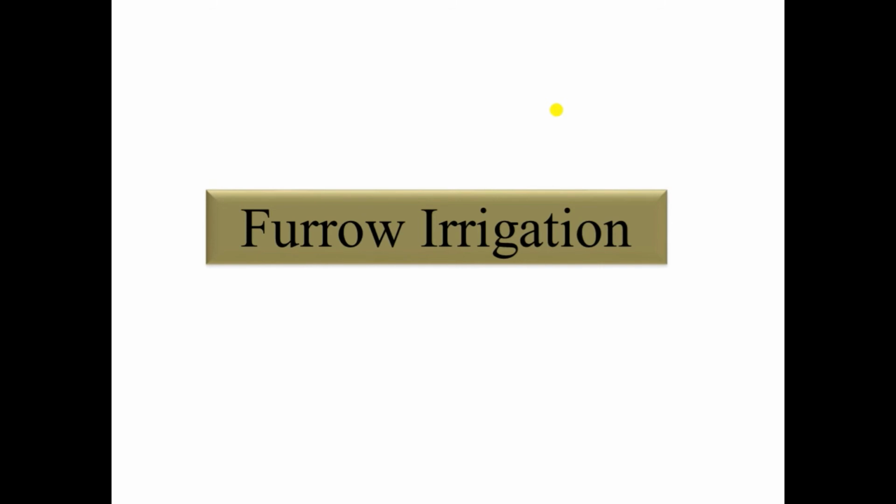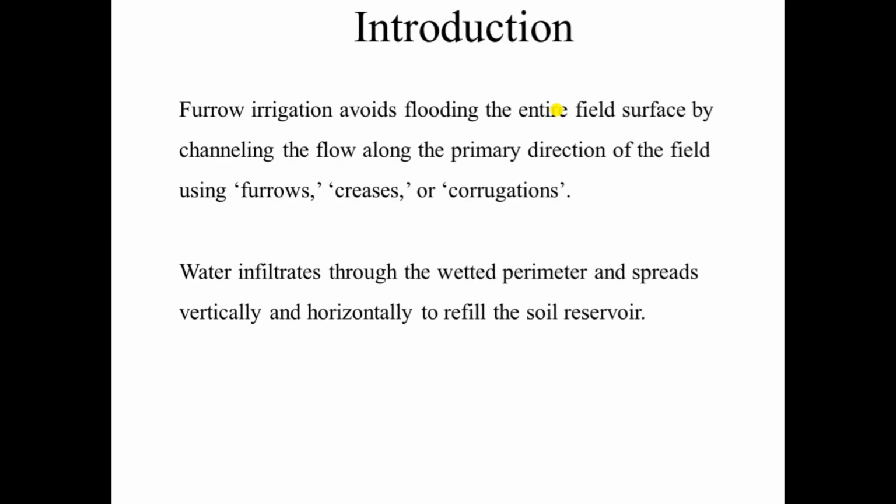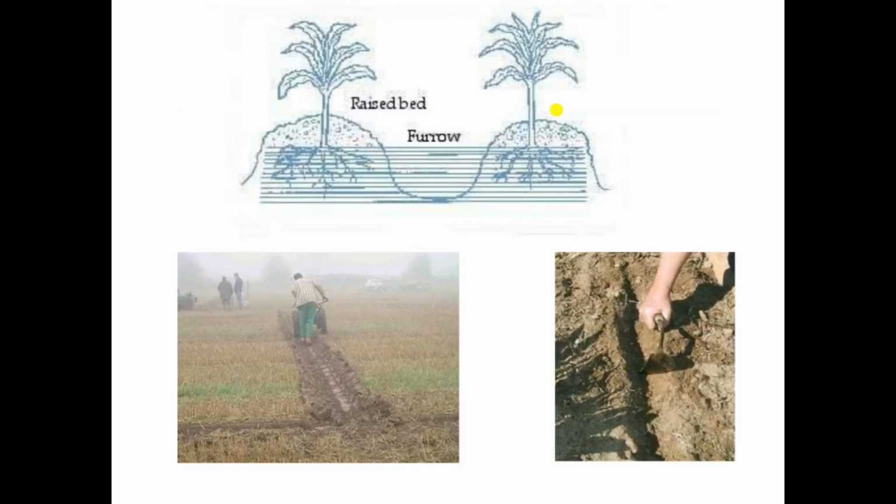Next is furrow irrigation. Furrow irrigation avoids flooding the entire field surface by channelizing the flow along the primary direction of the field using furrows, creases or corrugations. Water infiltrates through the wetted perimeter and spreads vertically and horizontally to refill the soil reservoir. Now see in the picture, one furrow is constructed through the soil, and another portion of the soil is irrigated by that furrow through the infiltration process through the wetted perimeter surface.